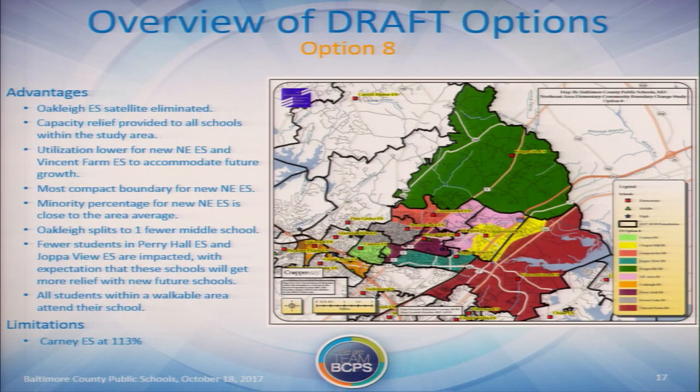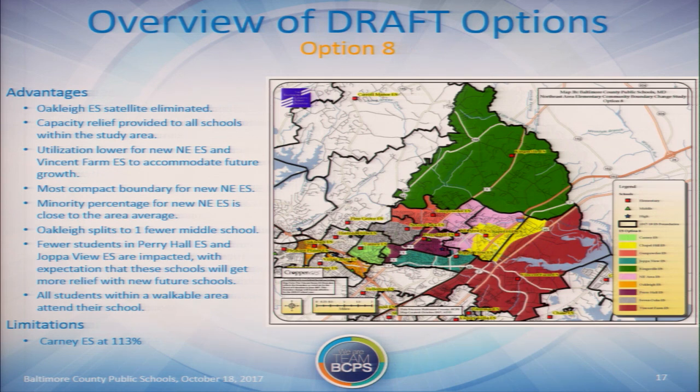The satellite is eliminated, like I said. It does provide capacity relief to schools within the study area. The new school does have a lower utilization, as well as Vincent Farm, to accommodate future growth. So this option gives the new school room to grow while being mindful of the limited site size at the new school as well. It does have the most compact boundary for the new elementary. Minority percentage for the new elementary is close to the area average.